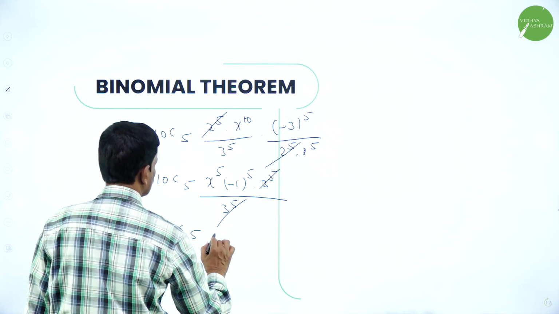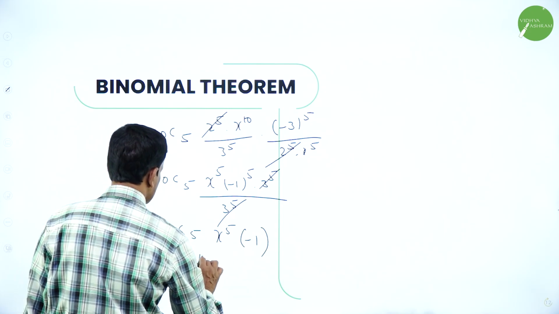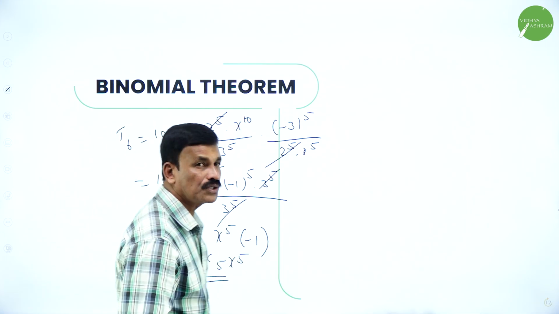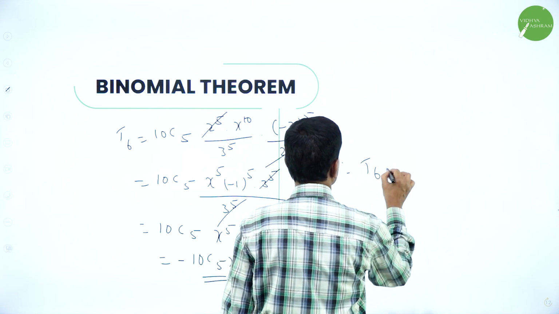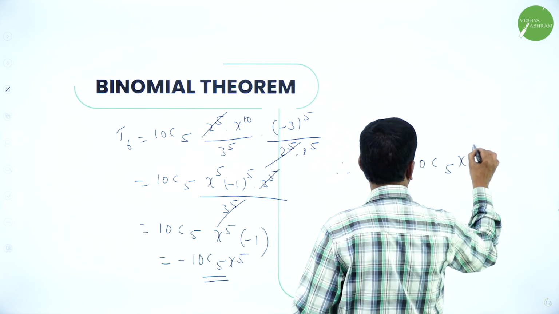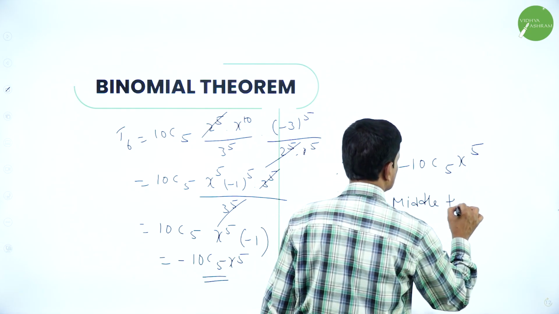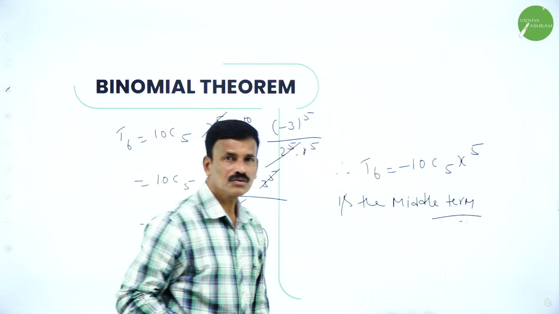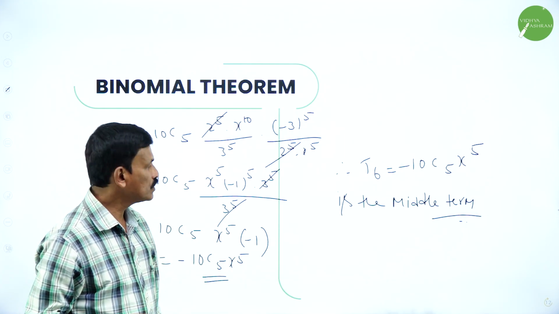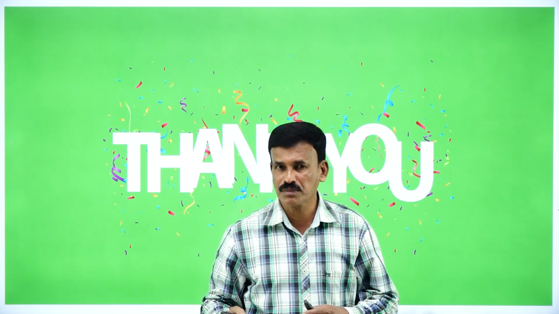10C5. So x to the power of 5, if you multiply minus 1 five times, you will get minus. So minus 10C5 x to the power of 5 is the middle term. Okay. So therefore T6 is equal to minus 10C5 x to the power of 5 is the middle term. That's it. So this is how we are going to solve this problem. Hope you follow. So these are few problems for 4 marks and 5 marks in your binomial theorem.